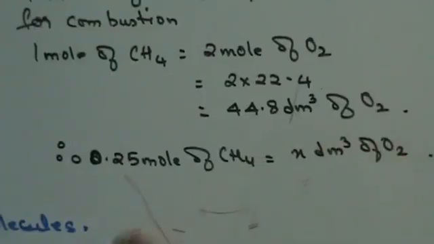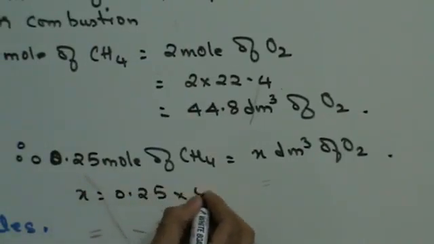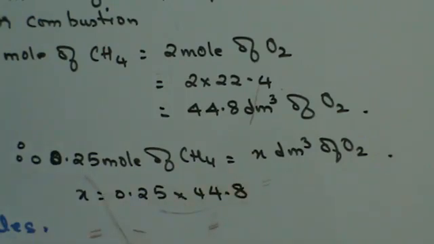X decimeter cube means X will be equal to 0.25 into 44.8. Multiply this, you will get your answer, which will be about 11.2 decimeter cube. So if you supply it with 11.2 decimeter cube of oxygen, entire methane will be burned. Next, take down the next one please.